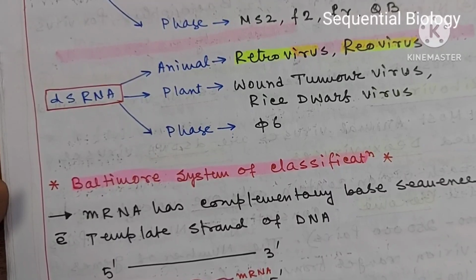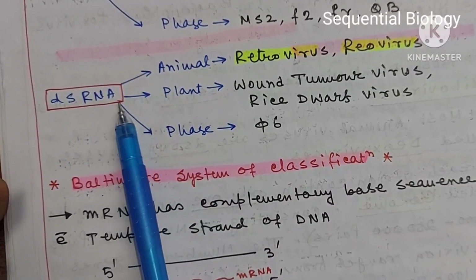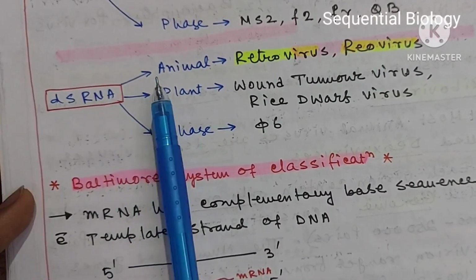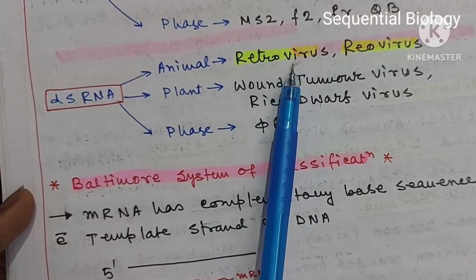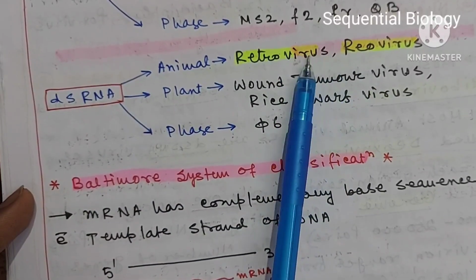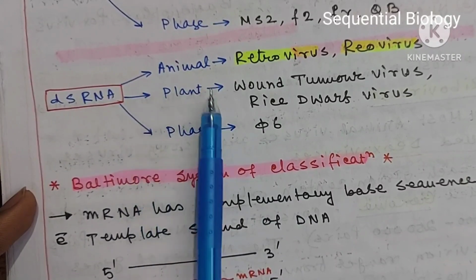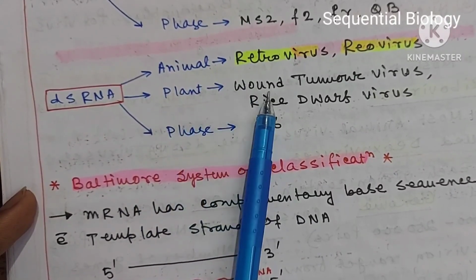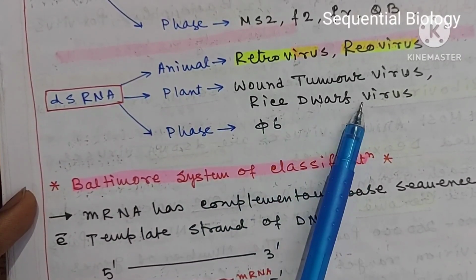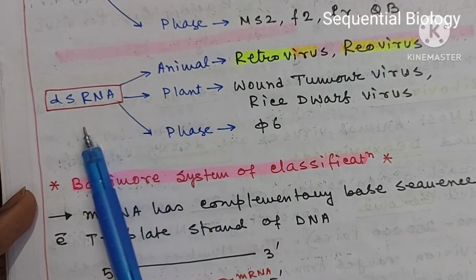Double-stranded RNA is an unusual type of RNA, and this can be found only in viruses. In animal viruses, retrovirus and reovirus have double-stranded RNA as genetic material. And in plant viruses, the wound tumor virus and the rice dwarf virus have double-stranded RNA as their genetic material.